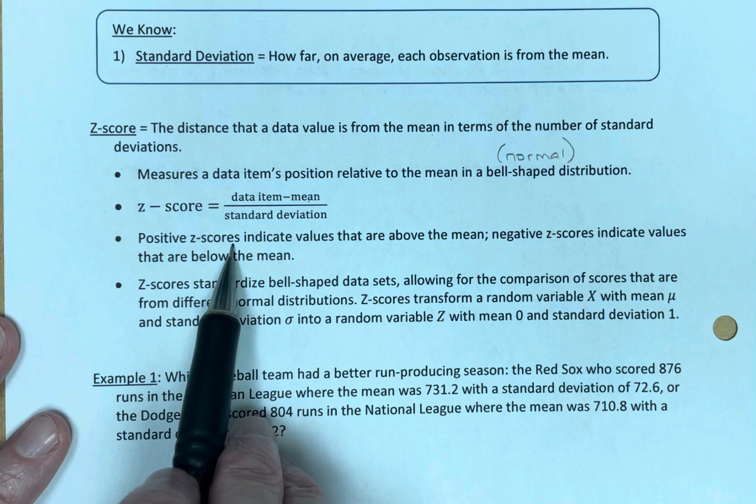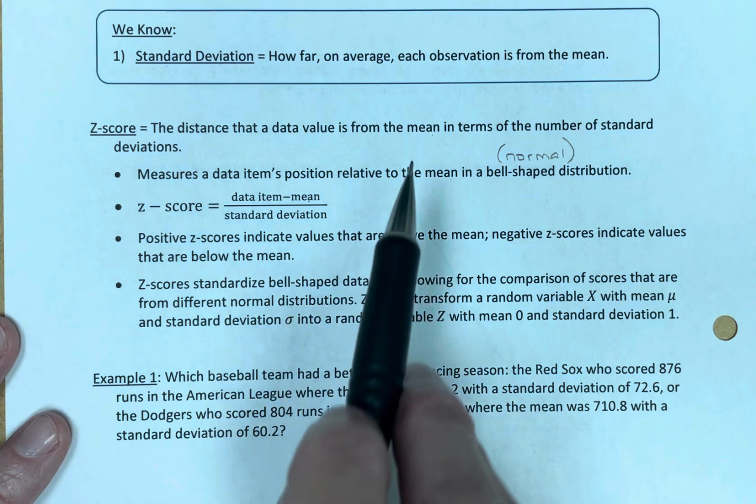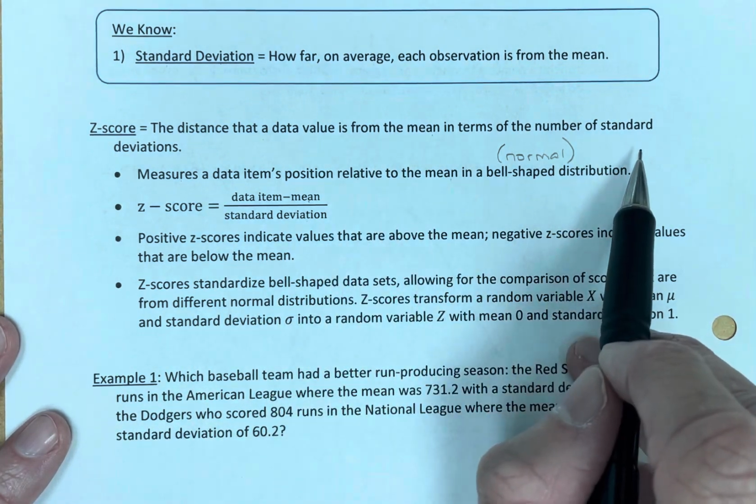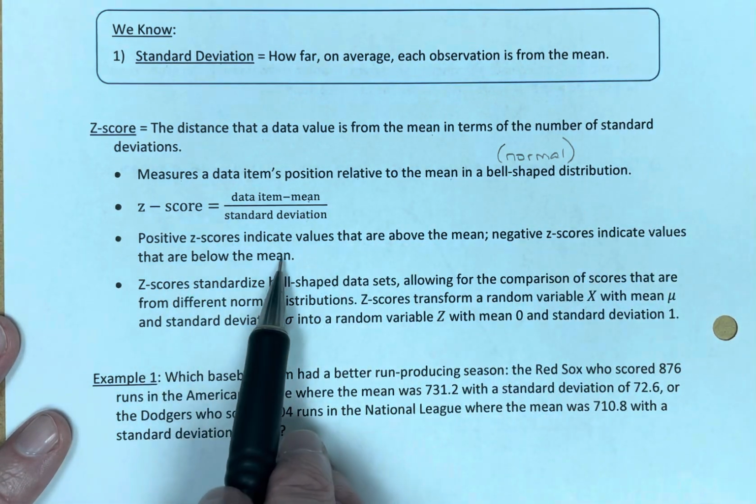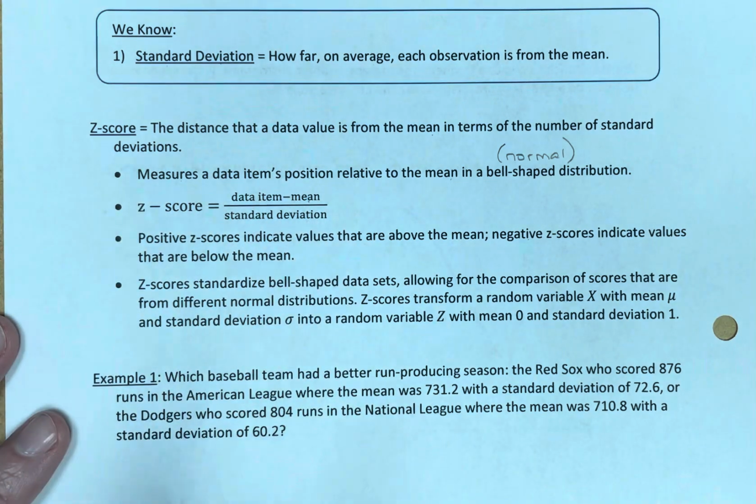Positive z-scores mean that we are above the mean. We're to the right of the mean, to the right being above. Negative z-scores indicate values that are below the mean, to the left of the mean. We saw that in a previous lecture.